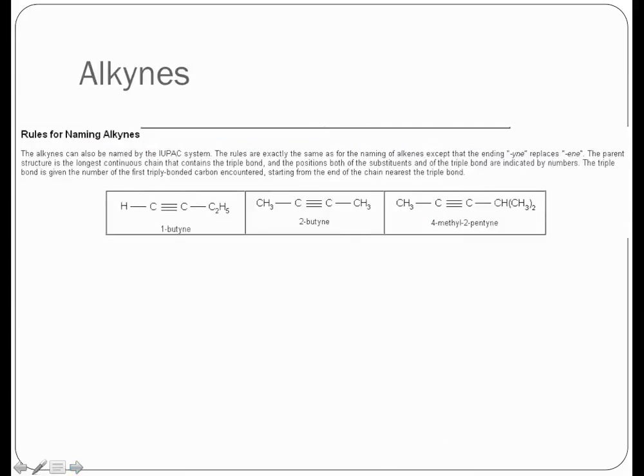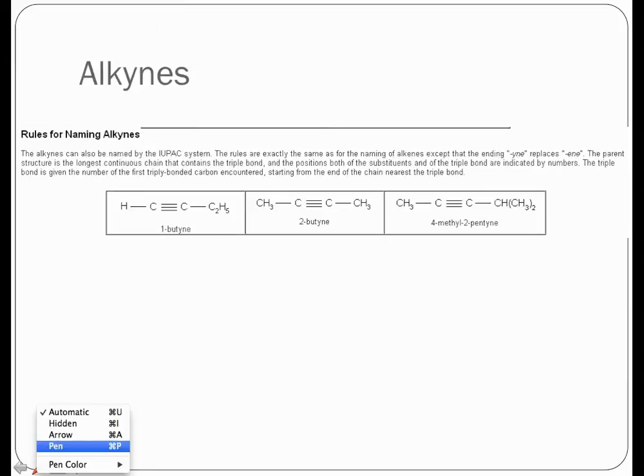All right, we're going to go on to alkynes. The rules for naming alkynes: again, we have the same prefixes. The only difference is that we're using -yne instead of -ene or -ane. So for example, this one has 1, 2, 3 carbons. This would be a butyne, 1-butyne. So again, we're counting carbons.